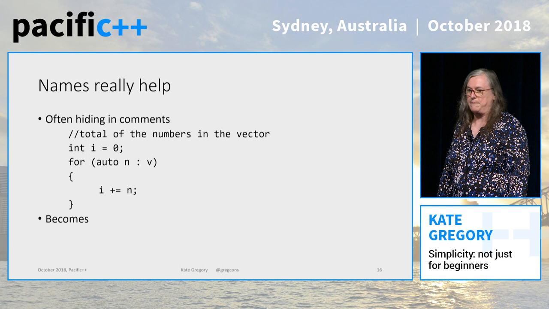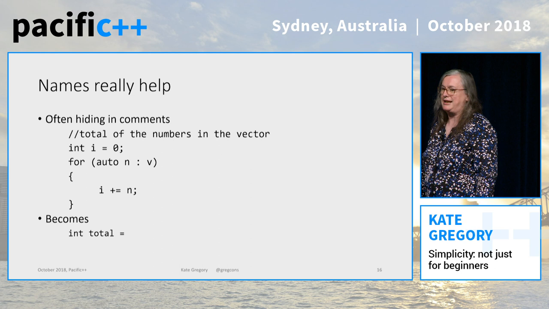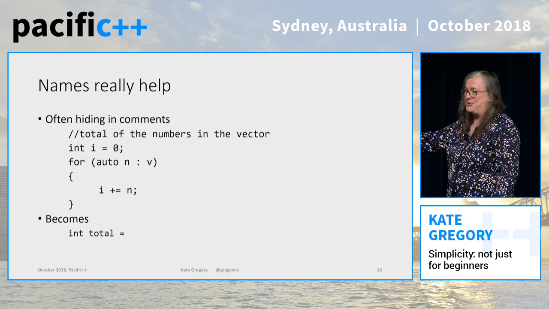Here's the first thing you want to do. Why is that variable called I? The comment tells you it's the total. So why don't we call the variable total? $100, please.